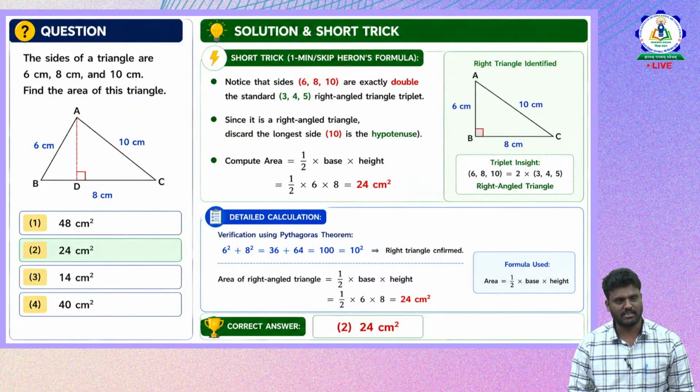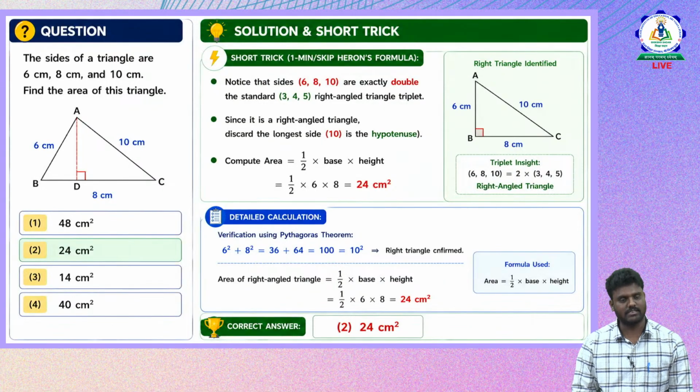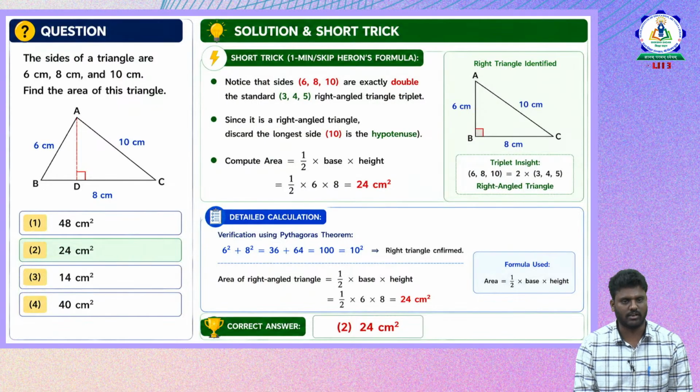6 centimeters, 8 centimeters, and 10 centimeters. Find the area of the triangle. To find the area of the triangle, we need to identify the sides. They have given three measurements of the triangle. The values are 6 centimeters, 8 centimeters, and 10 centimeters. So we need to find the area of the triangle. Now the options are like this.